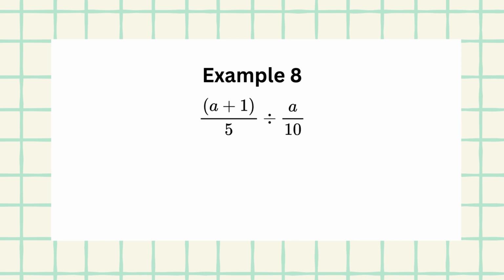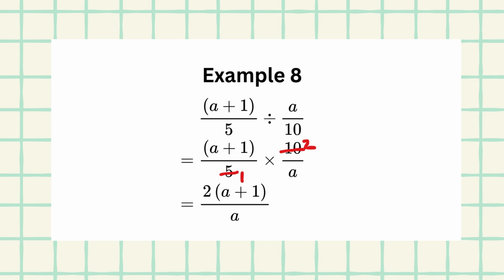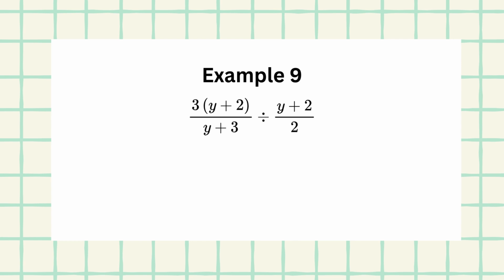Let's do another one. We've got a plus 1 over 5 divided by a over 10. So stay, change, flip. Common factor for 5 and 10 is 5. How many 5s go into 5? 1. How many 5s go into 10? It's 2. Remember, you can cancel common factors diagonally. What do we have left? Let's see, we have 2 and a plus 1, and for the denominator, we have a. Again, we don't expand the brackets, we leave it as it is. I think you start to get the idea of it.